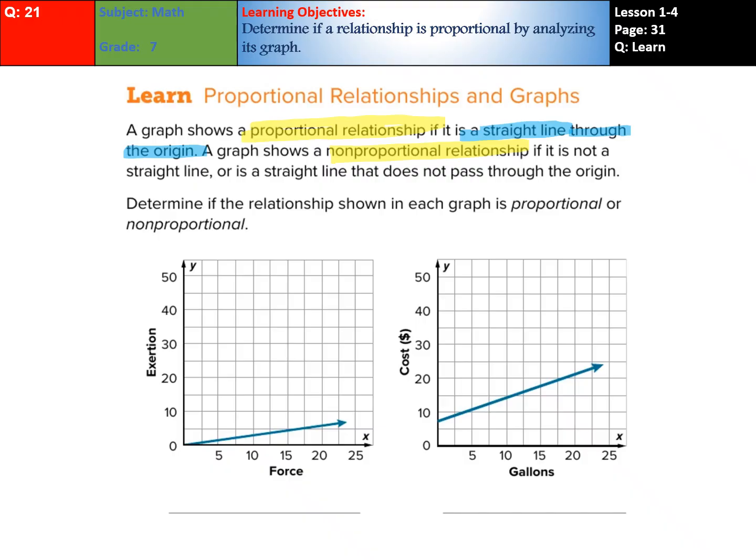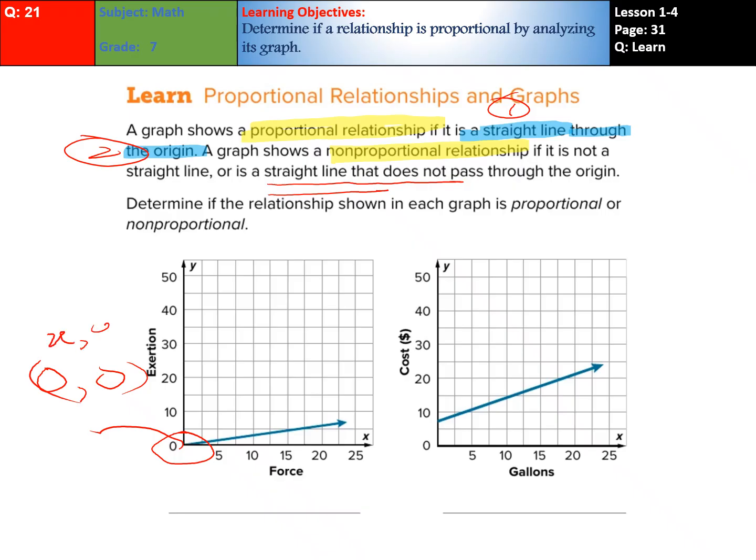So you have to focus on this very well: it is possible that a graph is a straight line, but if it is not passing through the origin, it is not a proportional graph. So straight line is number one, and number two, it should go through the origin. If you look at the first graph, it is a straight line and it is passing through the origin. What is the origin? The origin is this point O where both x and y are 0. At this point, both x and y are 0.